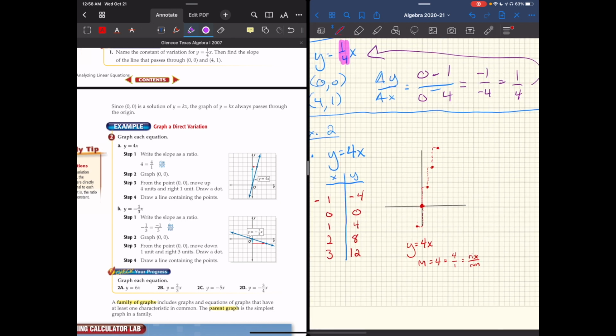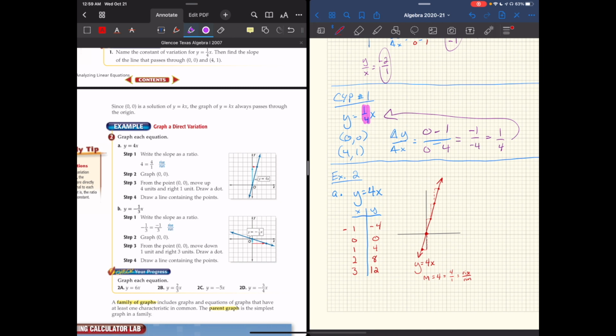And as we compare that to the table, that's precisely what we already had for our ordered pairs. And so now we simply connect the dots, and that's that, right? That's the graph of the line referred to by the equation y equals 4x.